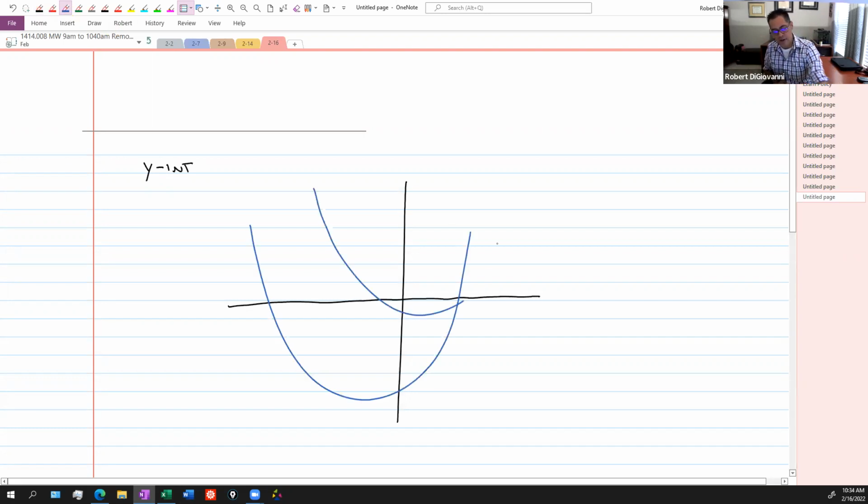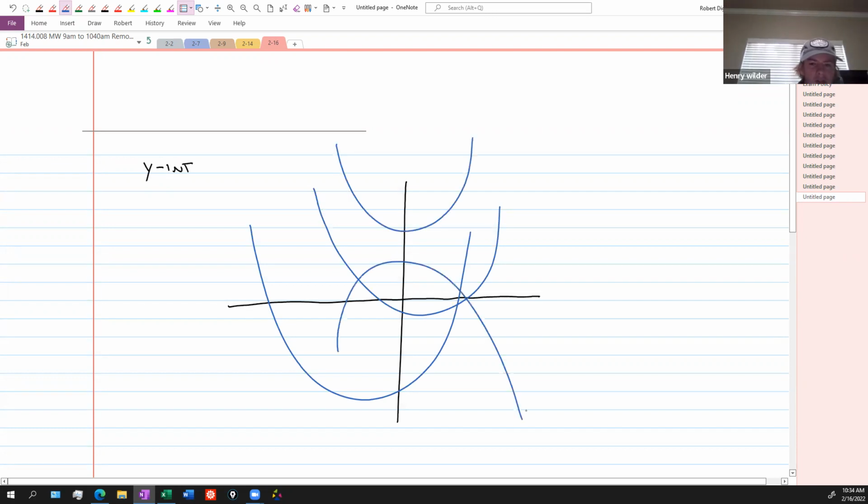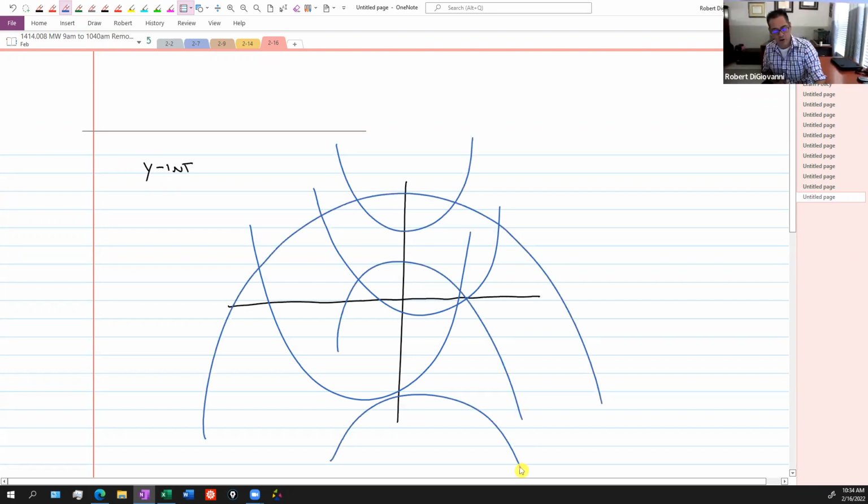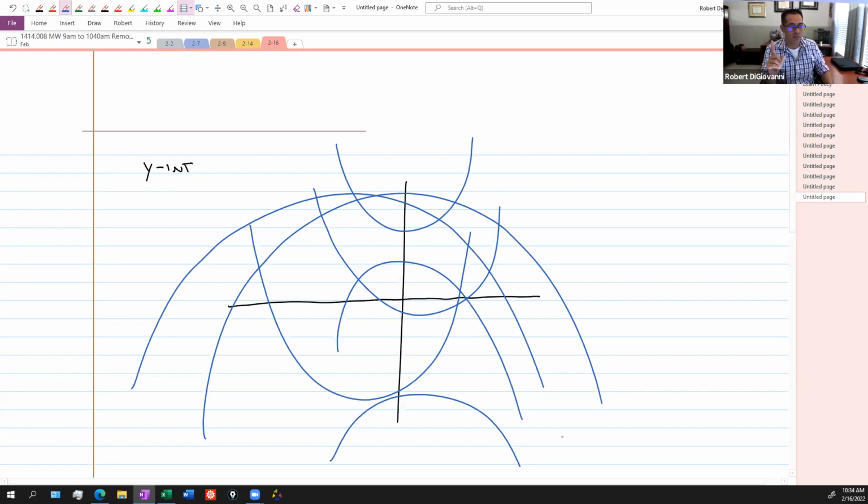I mean, go crazy here. Draw as many as you want, however you want. Doesn't matter how you draw it. Any parabola you draw, you're only going to hit the y-axis 1 time. Only once. There's no way to avoid it either.